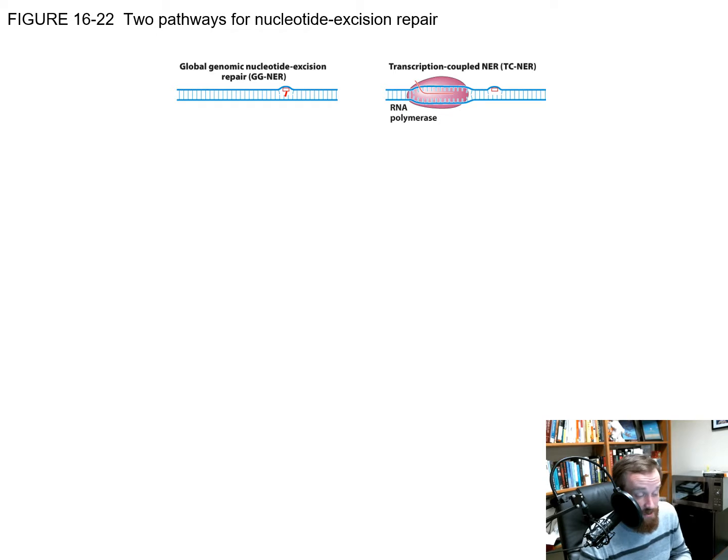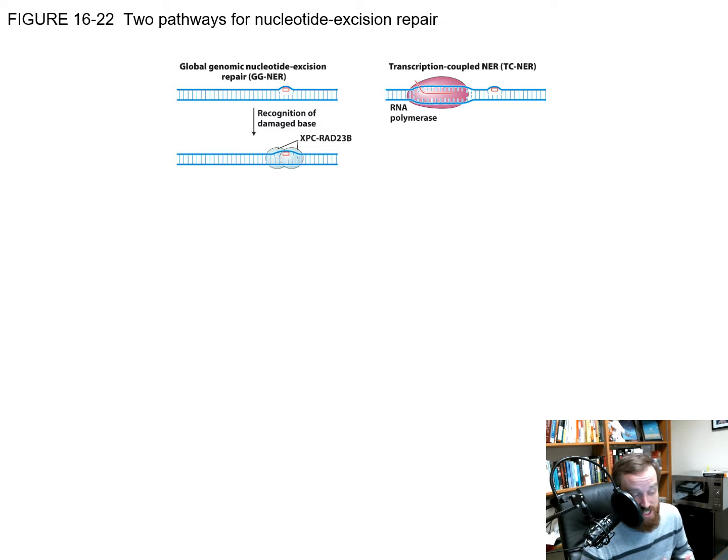The two pathways that are responsible for fixing these bubbles are nucleotide excision repair: global genomic nucleotide excision repair, or GGNER, and the other one is transcription coupled nucleotide excision repair, or TCNER. So we're going to go step by step over each of these two repair pathways.